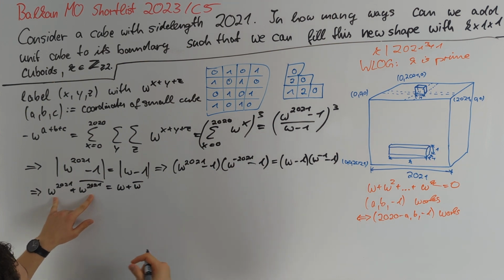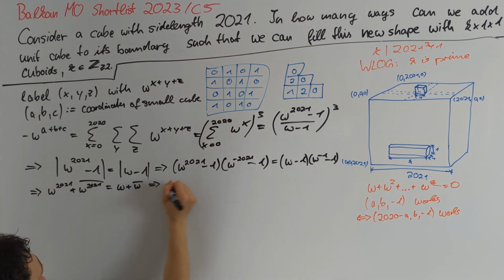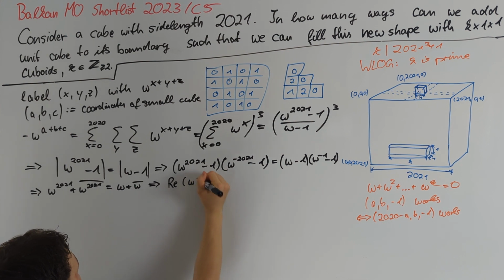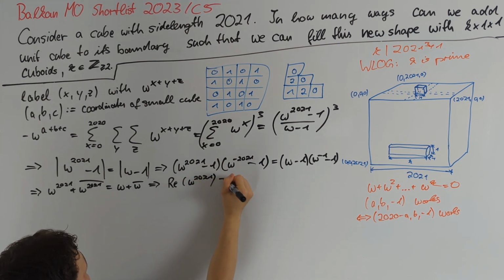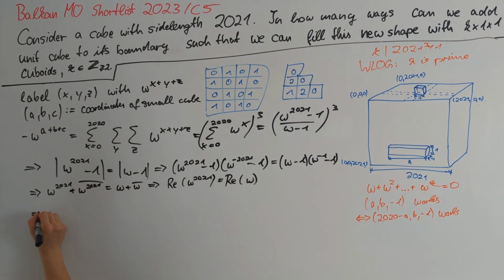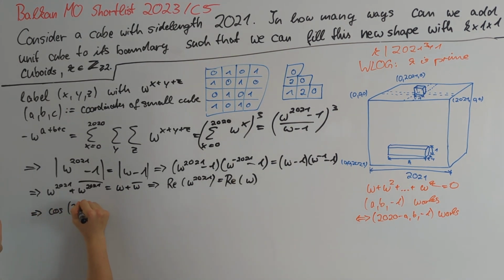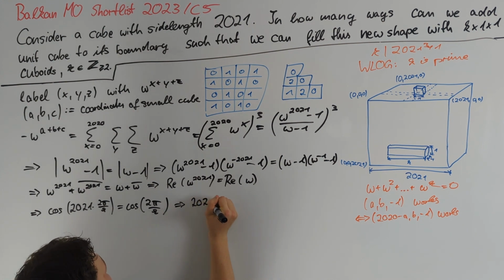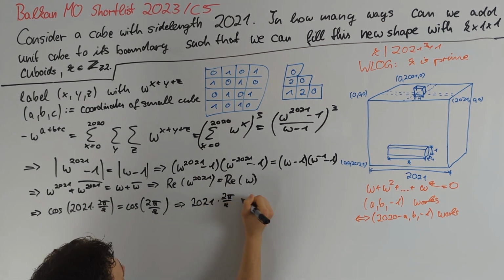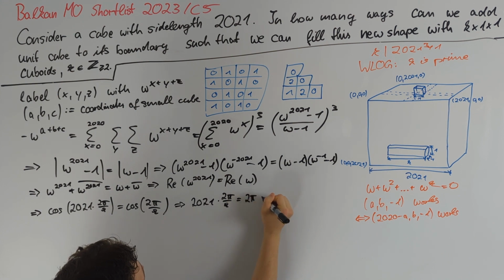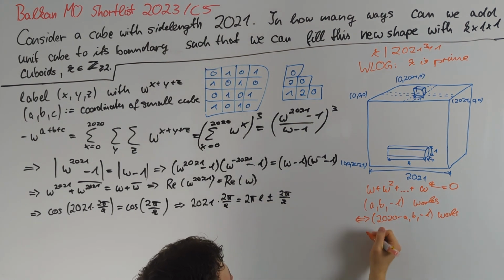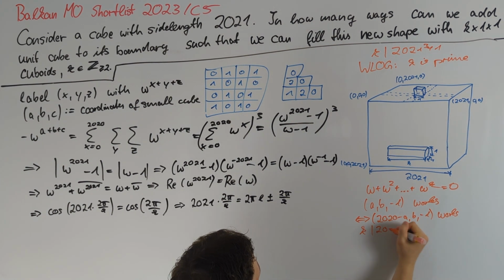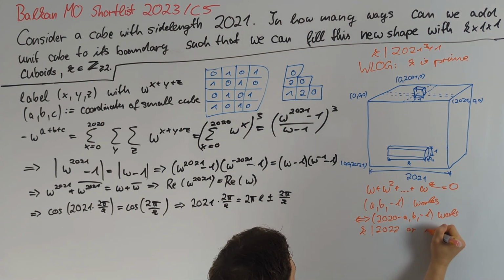And this is just 2 times what we get in the definition for the real part, so we conclude that the real part of omega to the power of 2021 is equal to the real part of omega. Thus, the cosine of 2021 times 2 pi divided by k is equal to cosine 2 pi divided by k. So we get 2021 times 2 pi divided by k is equal to 2 pi L plus or minus 2 pi divided by k. From this equation, we read off that k divides 2022 or k divides 2020.